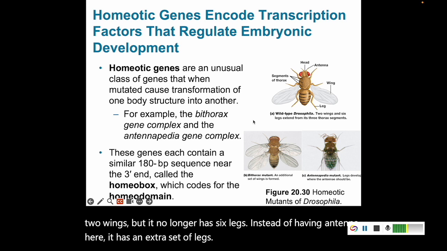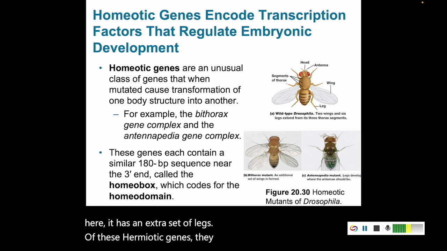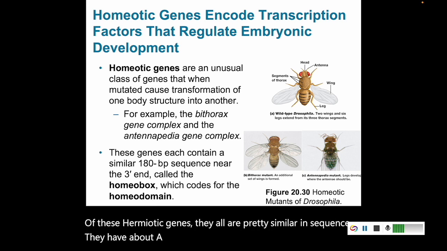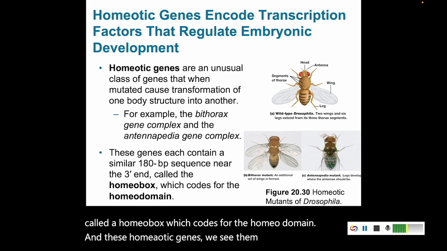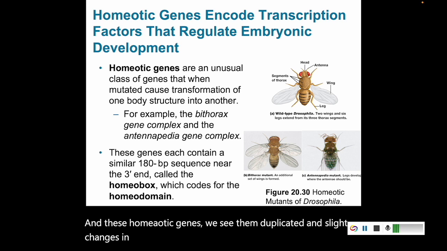Of these homeotic genes, they all are pretty similar in sequence. They have about a 180 base pair sequence at their 3' end called a homeobox, which codes for the homeodomain. And these homeotic genes, we see them duplicated and slight changes in them, allowing for the diversity of a lot of different types of species over the course of our Earth.